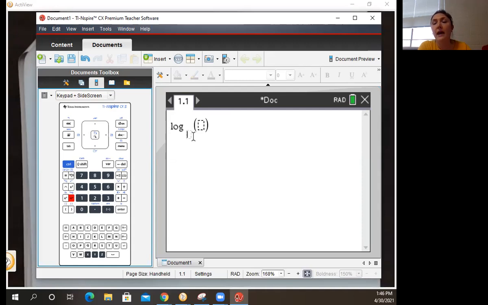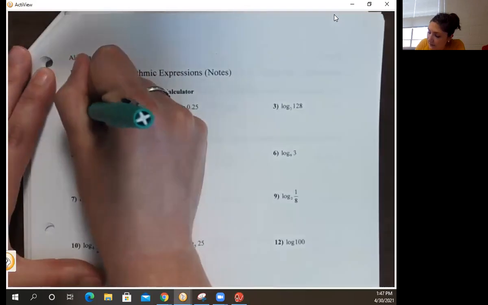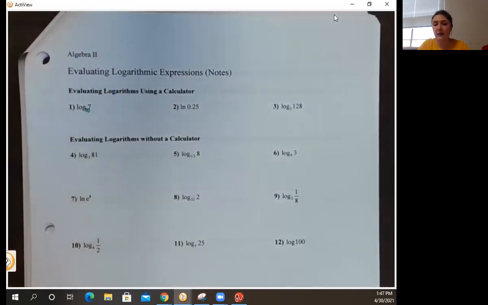my calculator. And on the TI Inspire, you get a box where you can type the base of your log and then where you can type what's called the argument of your log. So for number 1 here, where I do not see a base on my log, that means that the base is 10. That's our common log.